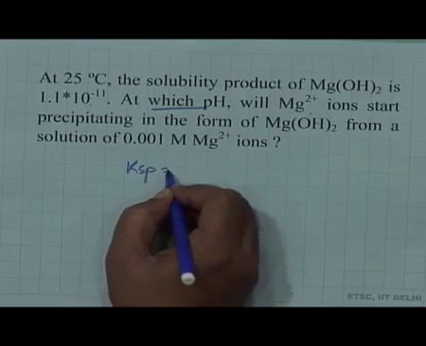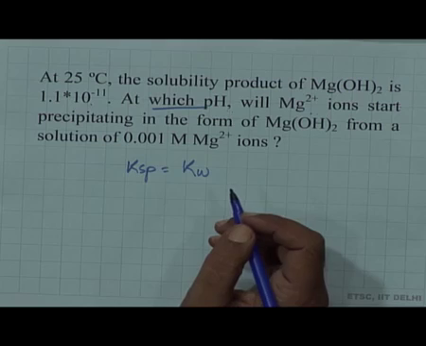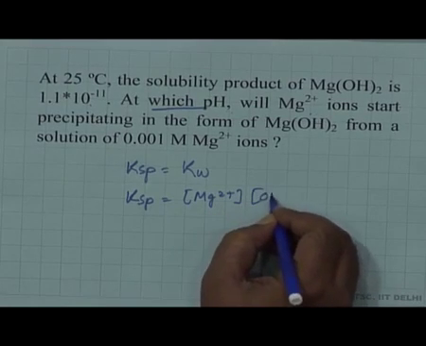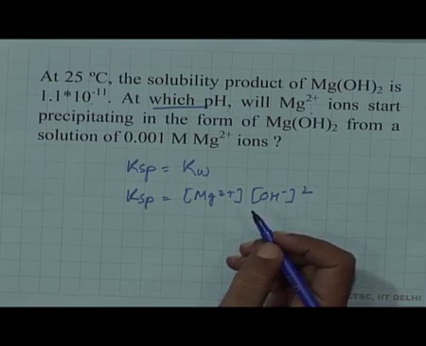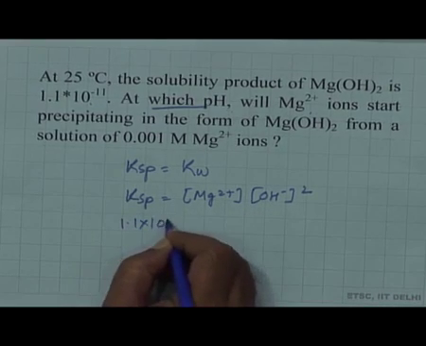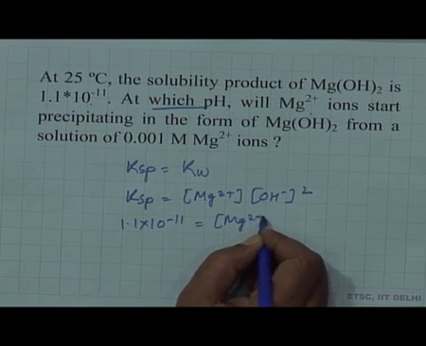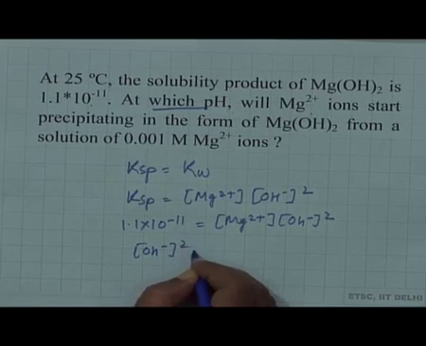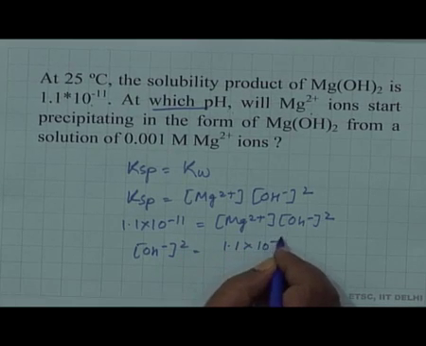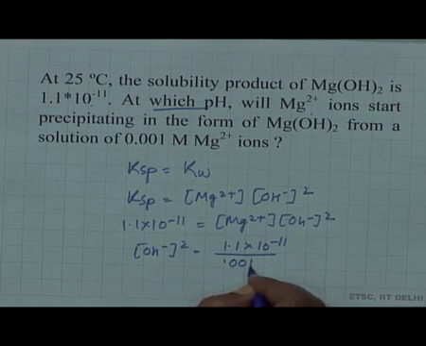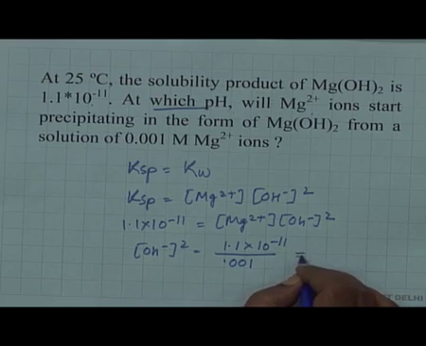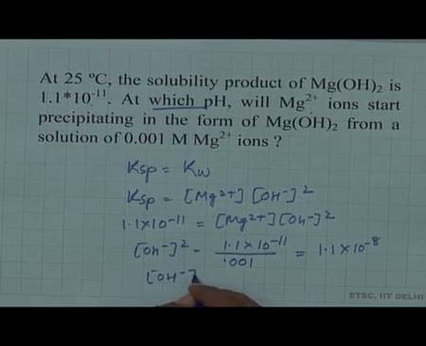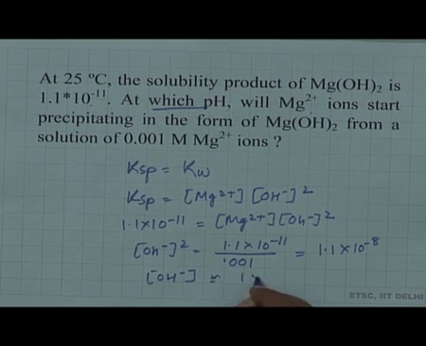So, for precipitation to begin, Ksp is equal to Mg2 plus ion concentration into OH minus square. Ksp is given, 1.1 into 10 to the power minus 11, is equal to Mg2 plus into OH minus ion square. So, you can calculate OH minus ion square, and this is 1.1 into 10 to the power minus 11 divided by 0.01, which is 10 to the power minus 2. So, you have 1.1 into 10 to the power minus 9. So, OH minus ion concentration will be around 1 into 10 to the power minus 4.